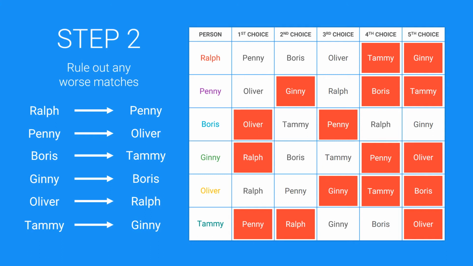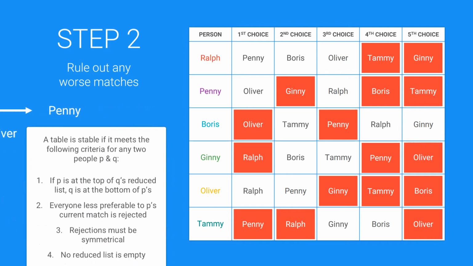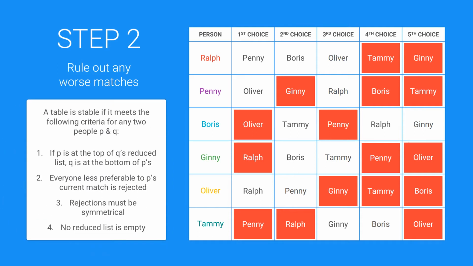From now on, we will call the lists of available matches for each person their reduced lists. We now need to check that the table is stable, and to be stable it must satisfy these 4 rules. For any 2 people, P and Q, if P is at the top of Q's reduced list, Q is at the bottom of P's. For example, Penny is Ralph's first preference, but Ralph is Penny's last preference.